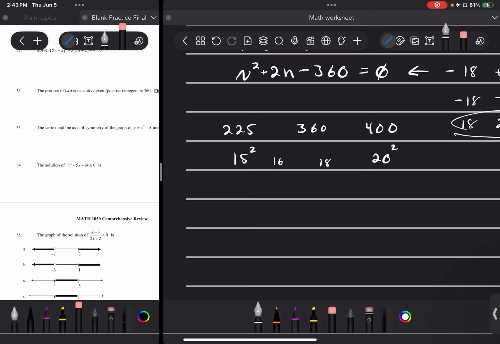Because they said it was positive, and there is only one combination, we already know that our solutions are 18 and 20. Now this is asking for the sum of the numbers. So adding them together, we get 38, and that is our solution.